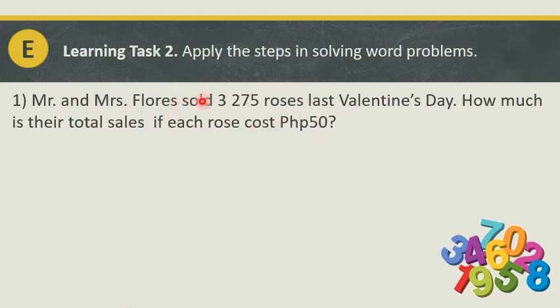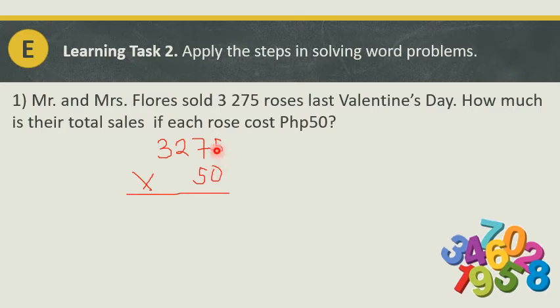So, ano daw po, nagbenta si Mr. and Mrs. Flores ng roses. So, yung total ng roses na binenta is 3,275. Magkano daw yung kanilang total sales, yung kanilang kinita, kung kada isang rose daw ay 50 pesos. So, dito, i-multiply natin yung 3,275 sa 50. So, solve natin. 3,275 times 50.